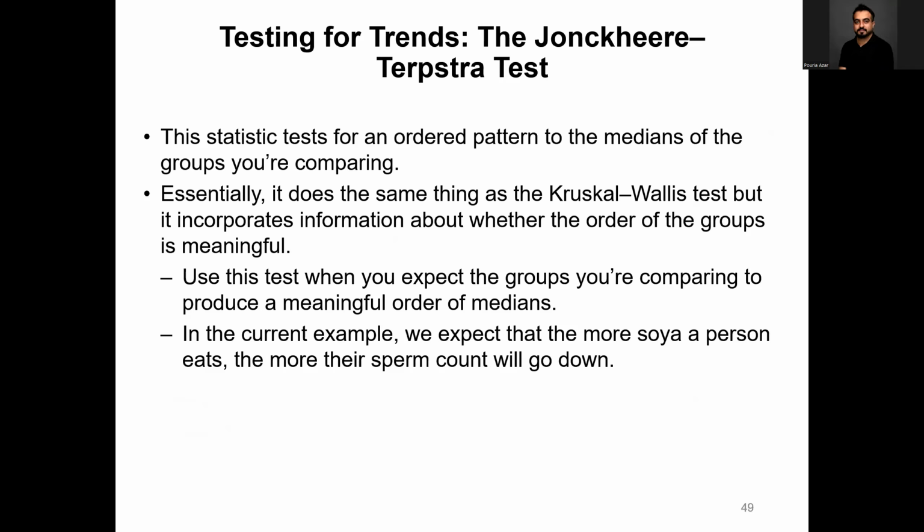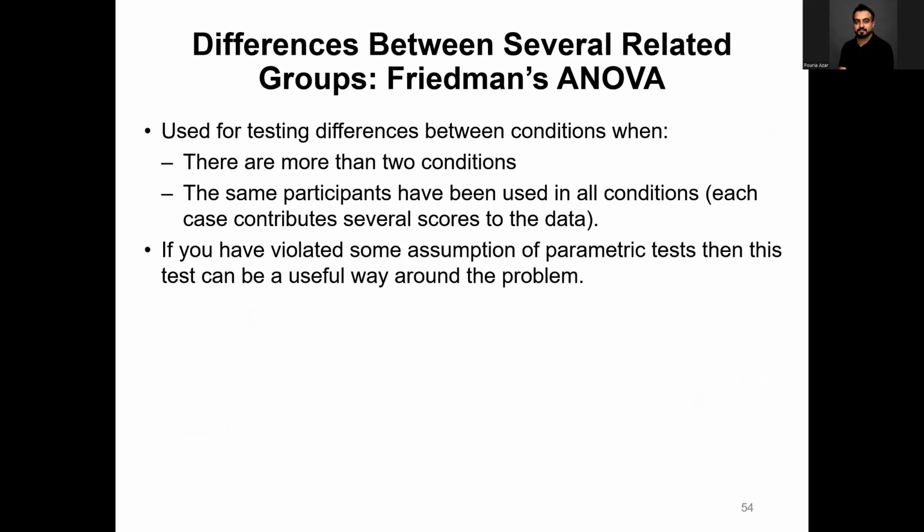The last one is Friedman's ANOVA test, which is a non-parametric test again, just like Mann-Whitney U test and Wilcoxon signed rank test, sorry. We use this Friedman's ANOVA test for testing differences between conditions when there are more than two conditions and the same participants have been used in all conditions. And again, if we violated any assumption of parametric test, we have to use this one.